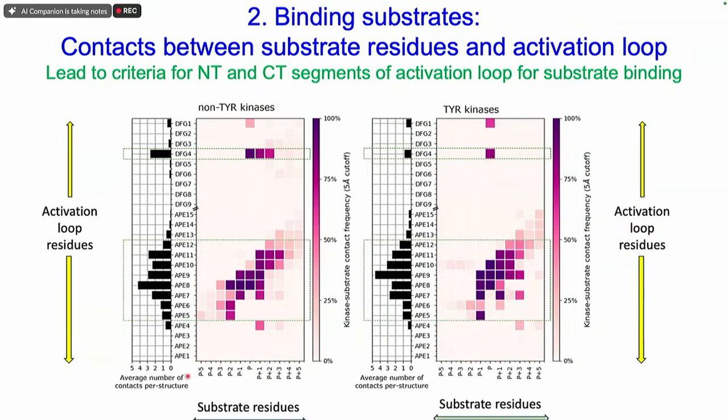Down here is counting back from the end of the activation loop. Remember that was the APE sequence. So here's the E, here's the P, here's the A, and now you're going backwards in the sequence. Around APE 5, 6, 7, 8, 9, all the way up through about APE 12, there are lots of contacts with the substrate. I won't go into the details, but the contacts are similar, but somewhat different, between non-tyrosine kinases on one hand and tyrosine kinases on the other.